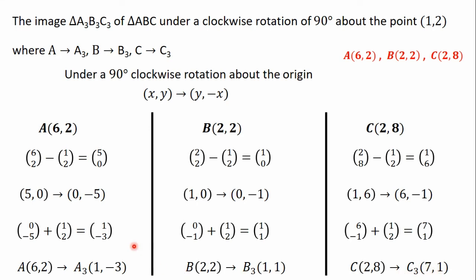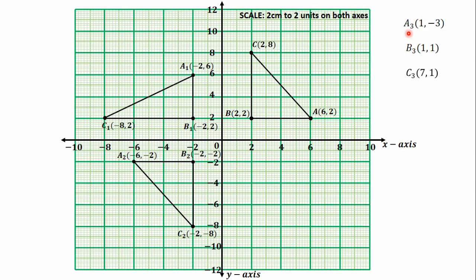So we now have the coordinates of A3, B3, and C3. We can plot them on the graph sheet now. So we are going to plot A3, B3, and C3. The coordinates of A3 are 1, minus 3. So 1 on the x-axis and minus 3 on the y-axis. That will be here. The coordinates of B3 are 1, 1.